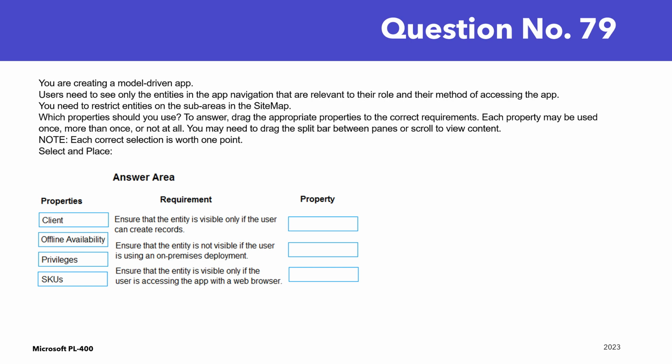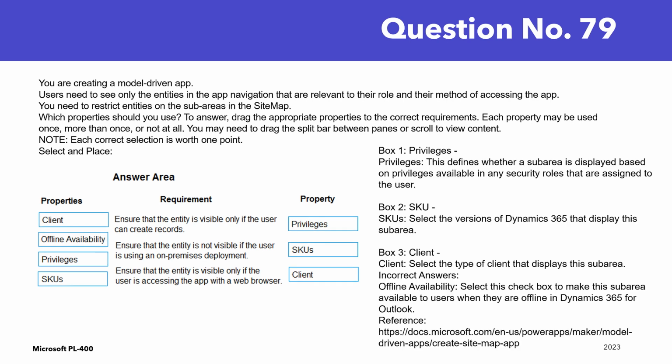Requirement: ensure that the entity is visible only if the user can create records. Property: privileges. Requirement: ensure that the entity is not visible if the user is using an on-premises deployment. Property: SKUs. Requirement: ensure that the entity is visible only if the user is accessing the app with a web browser. Property: client.